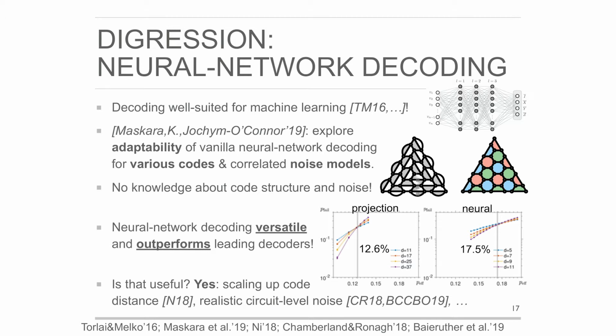And what we saw is that neural network decoding is very versatile and outperforms leading decoders. For instance, what I'm showing you here are the results for the triangular color code and the polarizing noise model. We see that the projection decoder exhibits a threshold of 12.6%, whereas the neural network decoder provides a lot of improvement. It's 17.5%.